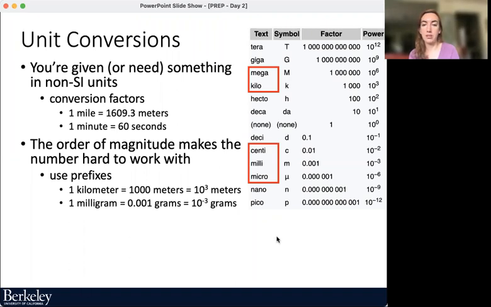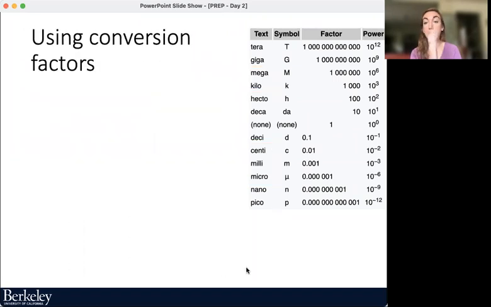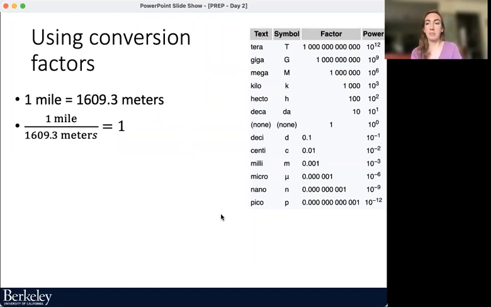Okay, so as always, if you do have questions, raise your hand, unmute, type something in the chat, whatever works for you. So using these conversion factors, for example, 1 mile is 1609.3 meters. Because those things are equal, if we divide them, the answer is 1. So in the same way that 2 divided by 2 is 1, since 1 mile is the same as 1609.3 meters, then if you divide those two quantities, the answer is 1. So that's always the case with conversion factors, in the same way that if I wrote 3 equals 3, then 3 over 3 is 1.